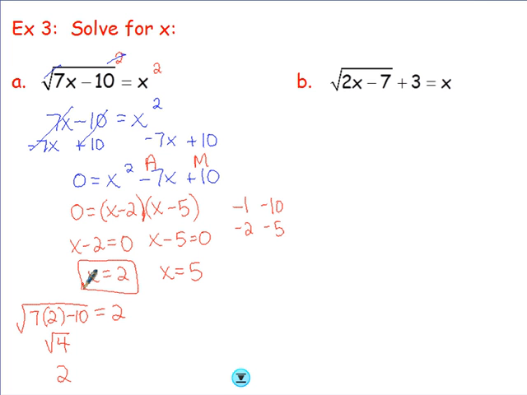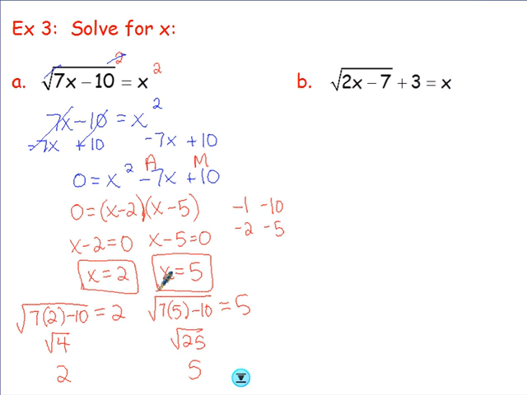Same thing with 5. The square root of 7 times 5 minus 10, we're hoping that that equals 5. Well, 7 times 5 is 35. 35 take away 10 is 25. And the square root of 25 is 5. So yes, those also match up, which means that is also a correct answer. Definitely more work. You got to remember those factoring tricks that we learned.